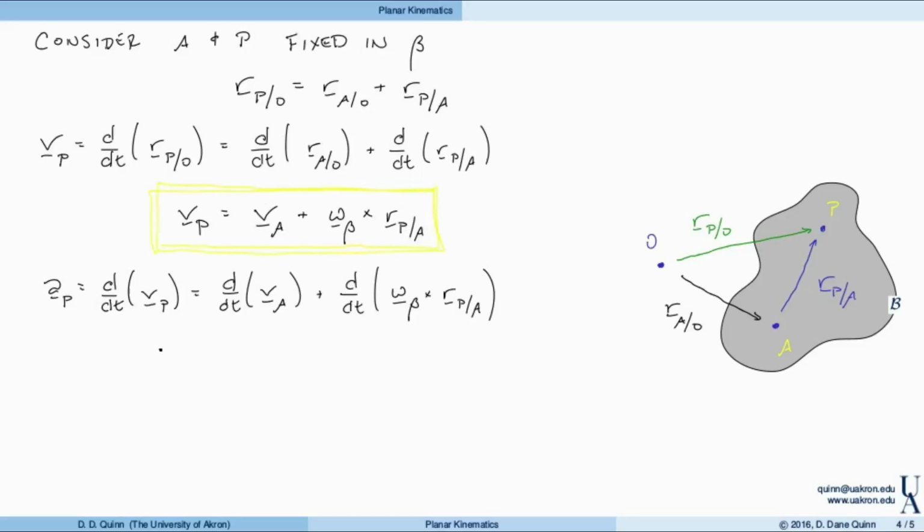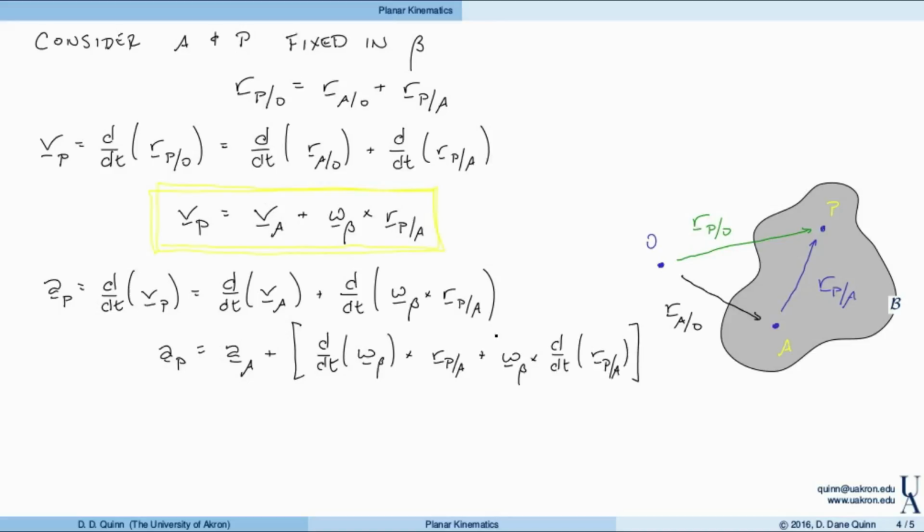Now, as before, this first term is simply the acceleration of A, because again, we have the derivative of the velocity of A. And for this next term, we're going to use the product rule. In particular, it's the change in the first term, omega, cross r of P with respect to A, plus omega cross the change in the second term. Again, this is simply the product rule applied to this cross product.